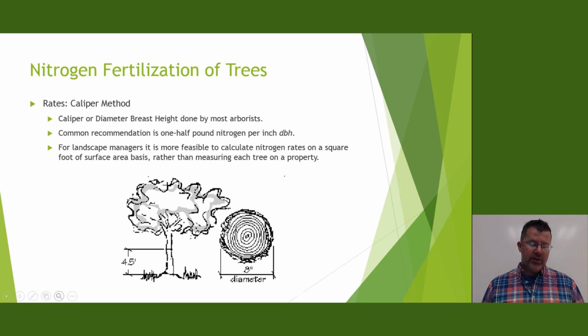For landscape managers, which most of us are probably going to that field, it's more feasible to calculate nitrogen rates based on square footage of surface area rather than measuring each tree on the property. So when we're doing a landscape property, and when you're doing our landscape management plans, as we are in this class, it may be difficult to go out and measure 200 diameters of trees. It's a lot easier for us to calculate the square footage of the turf because we can do that through geodata, we can do that through property maps. It's just a lot easier being in the landscape management business to do it per square foot.